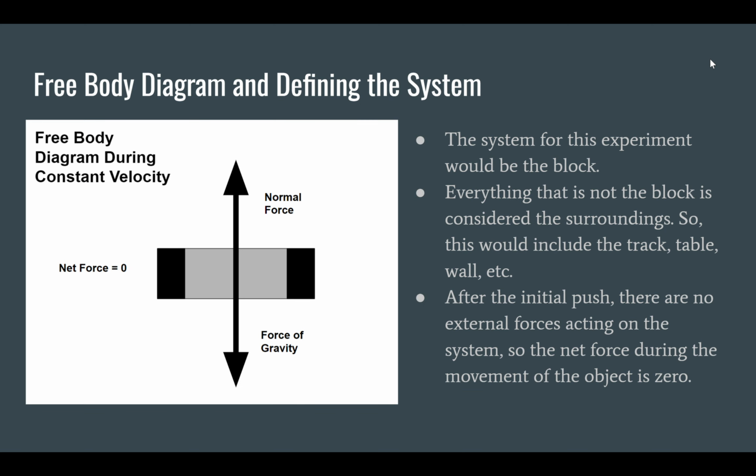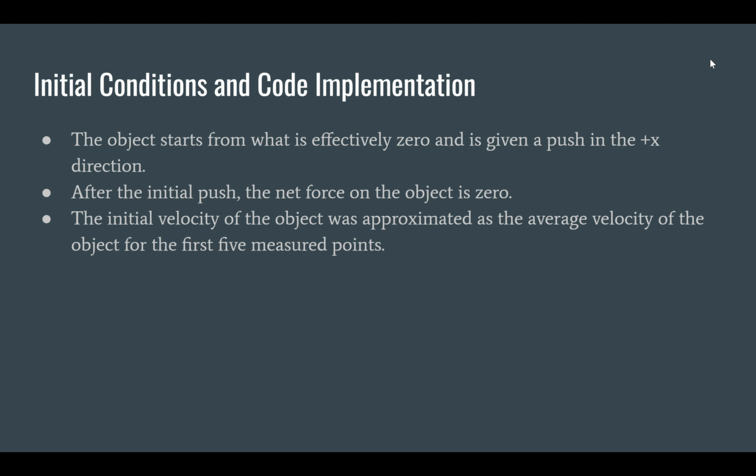Before we started coding and analyzing data, we first had to understand the system and the surroundings. The system for this experiment would be the block. Everything that is not the block is considered the surroundings, so this would include the track, table, and the wall. After the initial push, there are no external forces acting on the system, so the net force during the movement of the object should be zero.